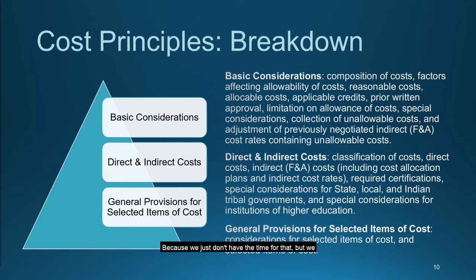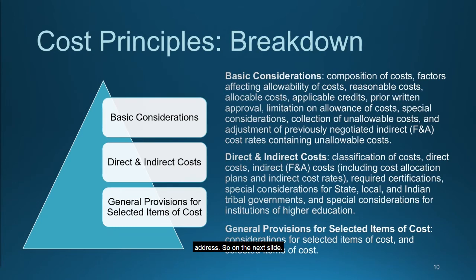But we are going to touch on factors affecting allowability of costs, reasonable cost, allocable costs, applicable credits, written approval, and then under direct and indirect costs, we're going to cover direct and indirect costs and how that relates to cost allocation and indirect cost rates. And then the general provisions, we're going to talk about some pieces to keep in mind as you're looking through and referring to the individual cost items that the UG and UGMs do address.